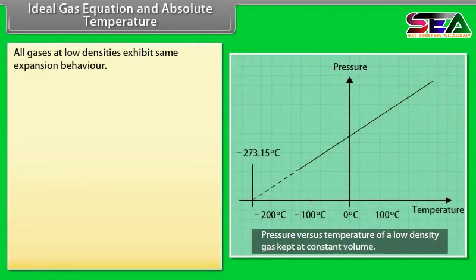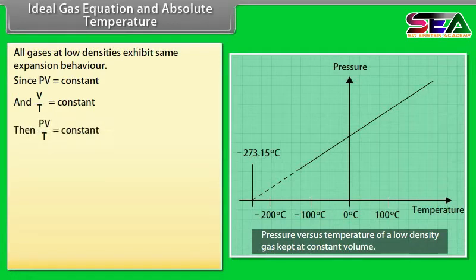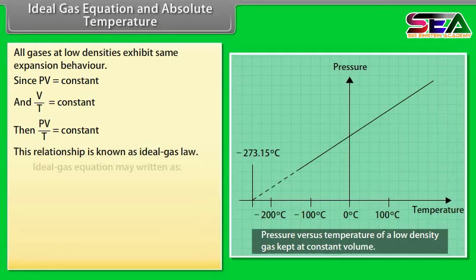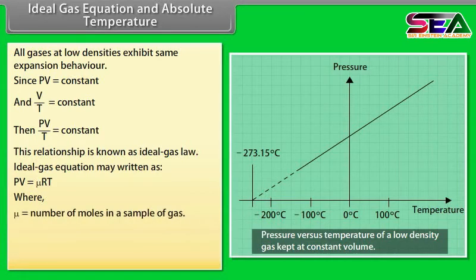Ideal gas equation and absolute temperature. All gases at low densities exhibit the same expansion behavior. Since PV is constant and V/T is constant, PV/T is also constant. This relationship is known as the ideal gas law. The ideal gas equation may be written as PV = μRT, where μ is the number of moles in a sample of gas and R is the universal gas constant.